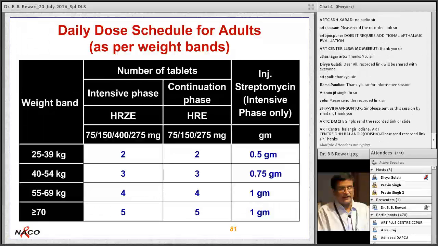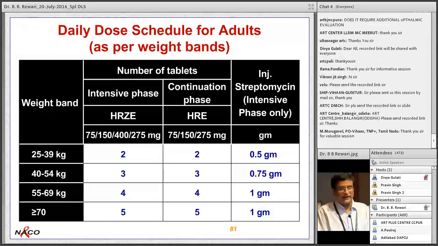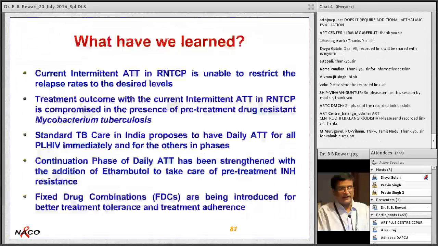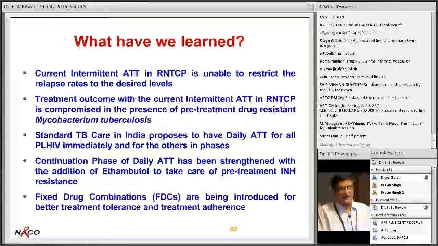We have more opportunities because all ART centers are undergoing training on this. We have learned that current intermittent ATT is not able to restrict relapse rates. They are high.